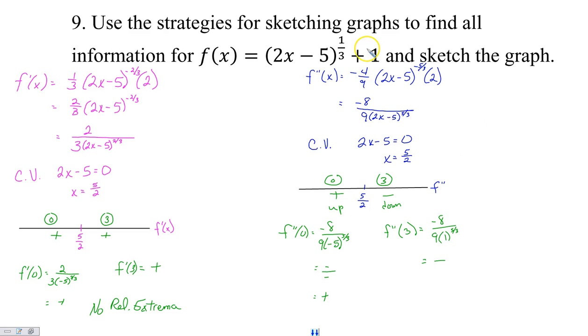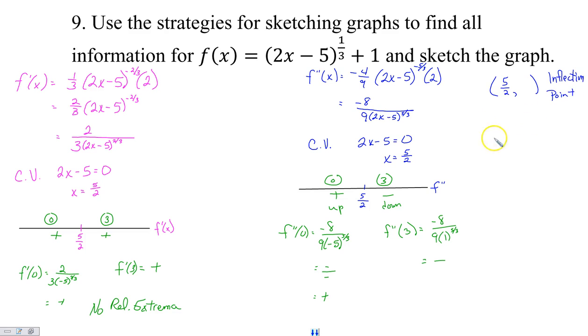So at the point 5/2, so when x is 5/2 and y is something, I'm going to have an inflection point. No maximum or minimum, but an inflection point.